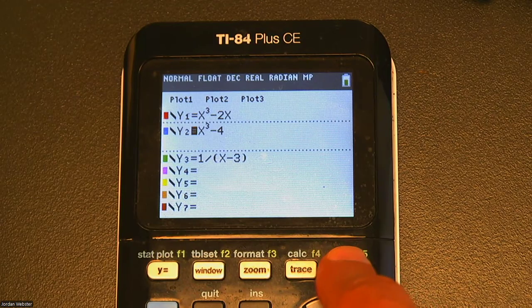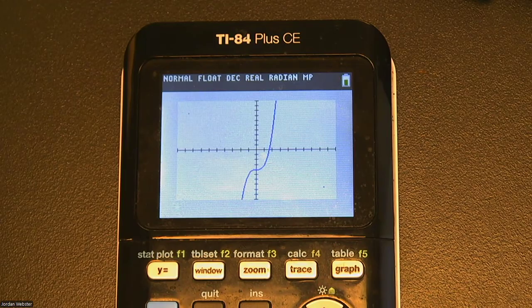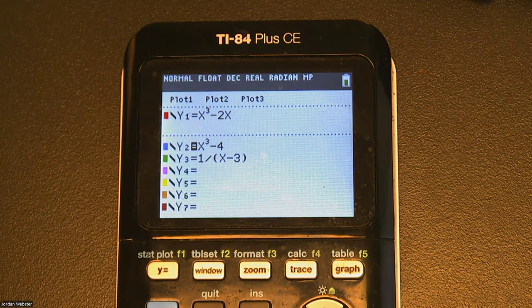X to the third minus 4, if I graph that, I get this. Every horizontal line goes through that graph at just one spot. And therefore, this is one-to-one. So while x to the third minus 2x is not one-to-one, x to the third minus 4 is one-to-one. That's one of the tricky things about cubic equations, that some of them are and some of them are not one-to-one.